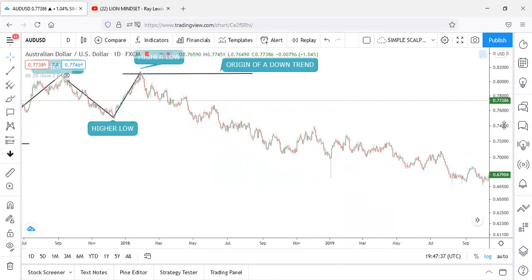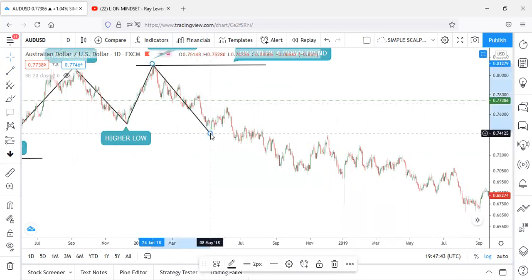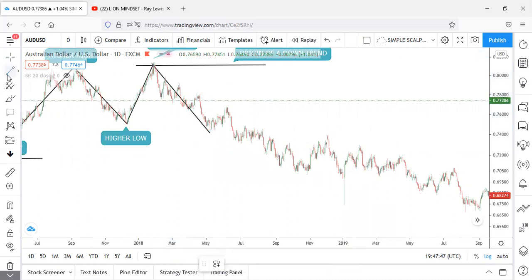Now, we have a big move right here to the downside. We are not talking about break of structure right now, but this is just the beginning of a structure. Remember? For those of you who have been thinking we're talking about break of structure, no. This is just the beginning of a structure. So we are getting advanced to that level.